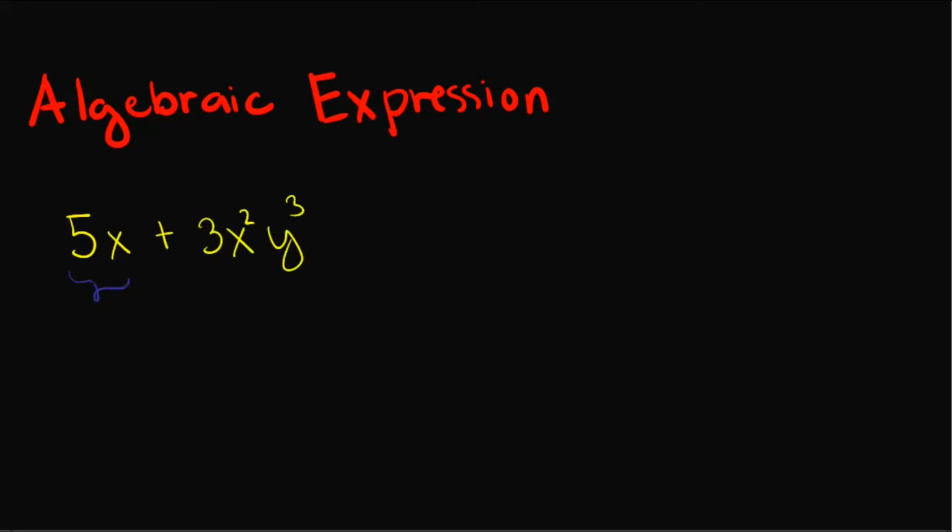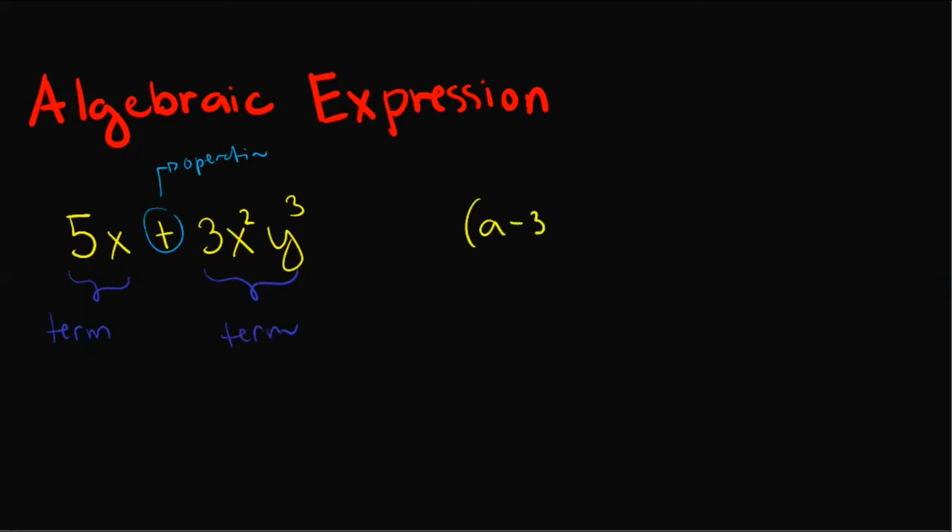So this first one is a term. This next one is also a term. Since we combine them through an operation, this whole thing now is an algebraic expression. We also have this example.